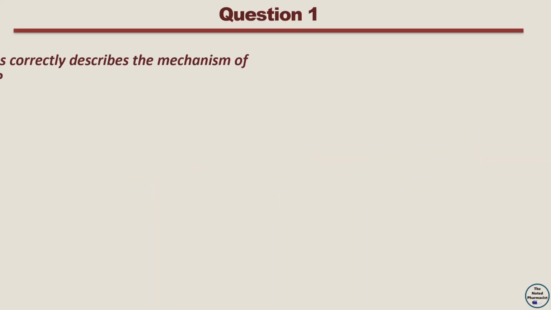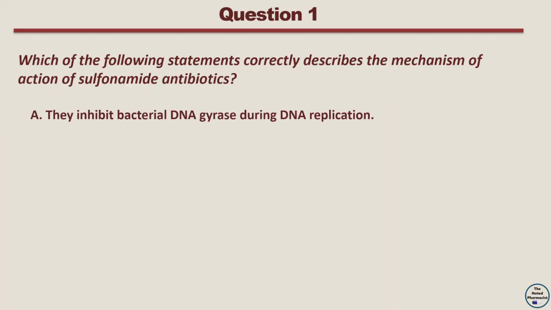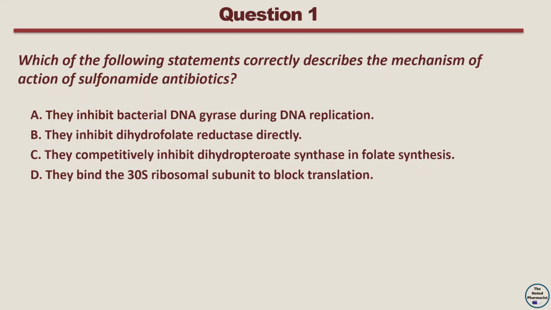Question 1. Which of the following statements correctly describes the mechanism of action of sulfonamide antibiotics? Option A. They inhibit bacterial DNA gyrase during DNA replication. Option B. They inhibit dihydrofolate reductase directly. Option C. They competitively inhibit dihydropteroate synthase in folate synthesis. Option D. They bind the 30S ribosomal subunit to block translation. Option E. They inhibit bacterial cell wall peptidoglycan synthesis.